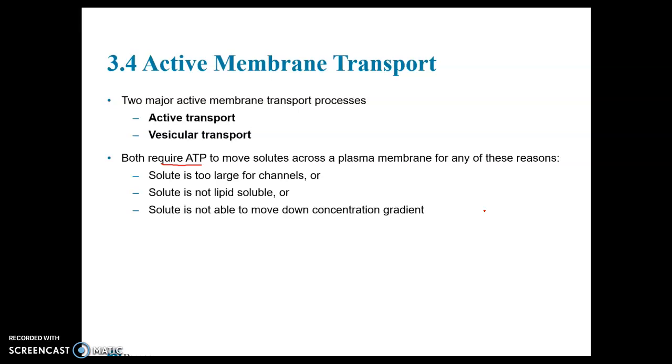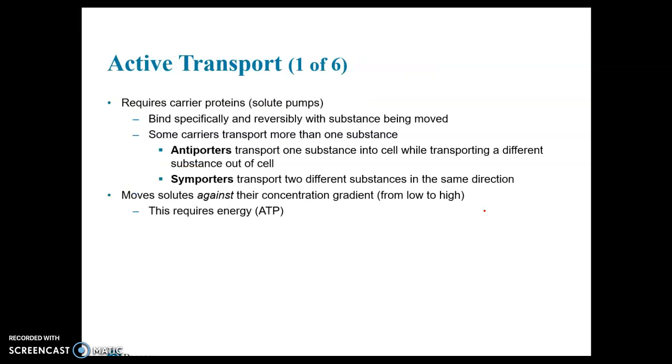Another thing is that, down here at the bottom, active transport always requires energy, and the other thing is that the solutes are moving against their concentration gradient. In passive transport, they were moving down their concentration gradient, from high concentration to low concentration. But now we're moving them from their low concentration to their high concentration. And this requires energy. It doesn't happen passively. It has to have energy in order to cause it to happen.